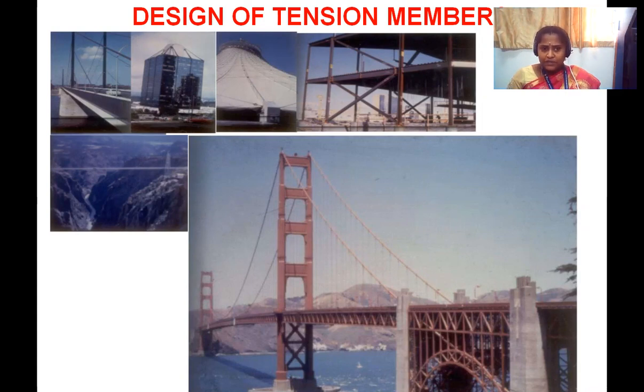Here you could see some pictures which have cables in the bridges and bracings in the structure. Here also you could see a longest bridge with some cables. Here also you could see some bracings for a bridge. All these things come under tension members.